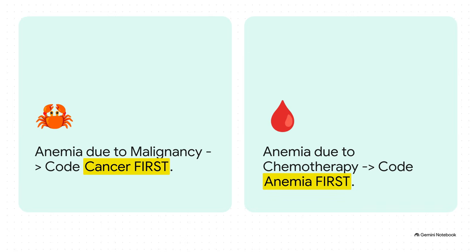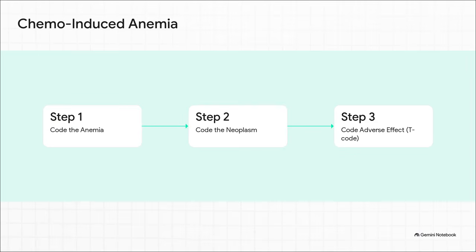But what if the encounter is for anemia caused by an adverse effect of the chemotherapy? Well, in that case, the anemia takes the lead. For chemo-induced anemia, there's a very precise 3-code sequence you must follow to remain completely compliant. Step 1, code the anemia first, since that's the primary complication being treated today. Step 2, code the neoplasm. Step 3, code the adverse effect, which is your T code. Specifically, you'd use a T45.1x5A code for the adverse effect of anti-neoplastic and immunosuppressive drugs. You really can't mix this order up, or your claim just won't reflect the guidelines.